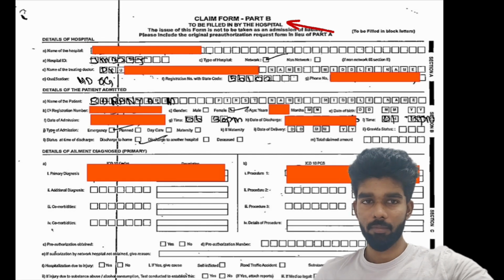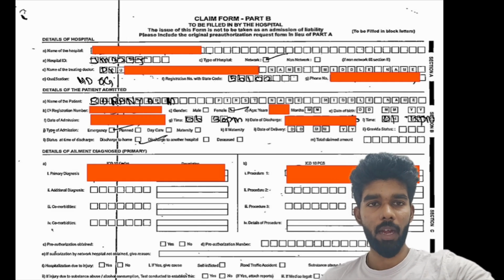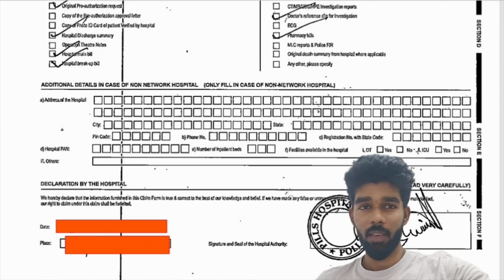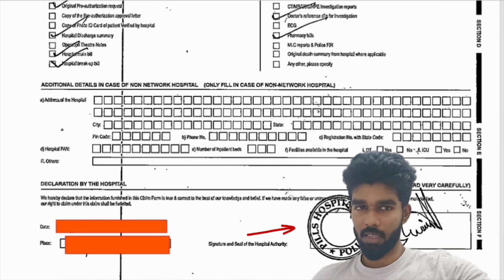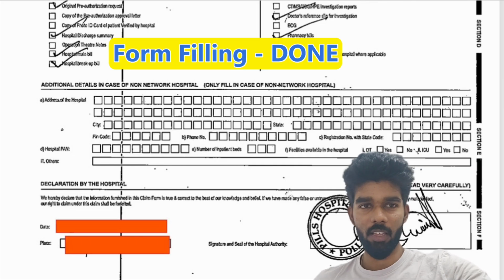This is Form B. As you can see, I didn't fill anything here. Wherever you got admitted, just go to the hospital, give it to them, tell them you are applying for reimbursement to the medical insurance, and ask them to fill it. Not all the fields are really mandatory. As you can see, the hospital we were admitted to barely filled a few columns. The very important thing you need to check is the seal of the hospital and the signature. This is very important, otherwise they won't accept it.